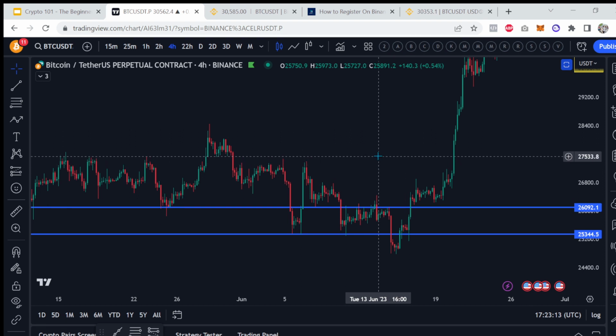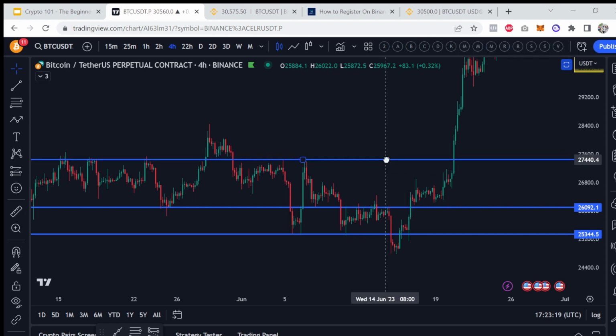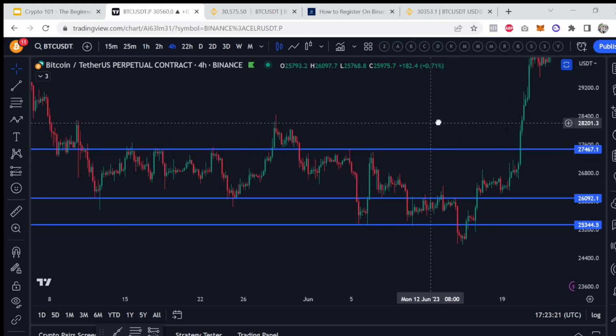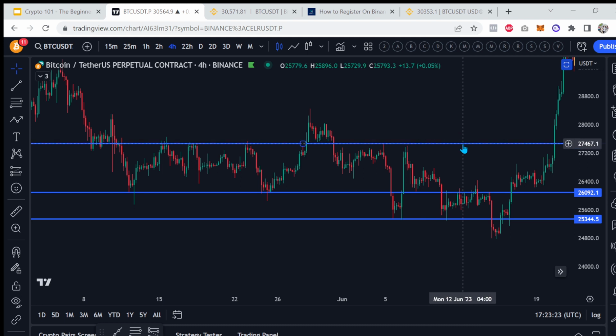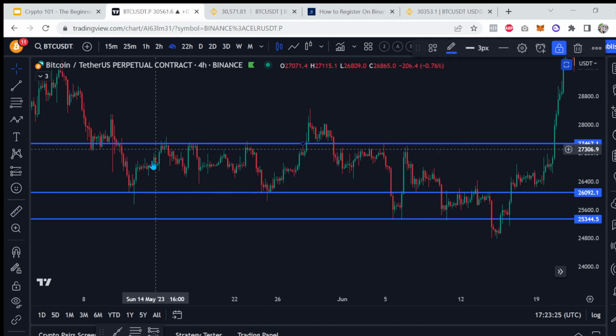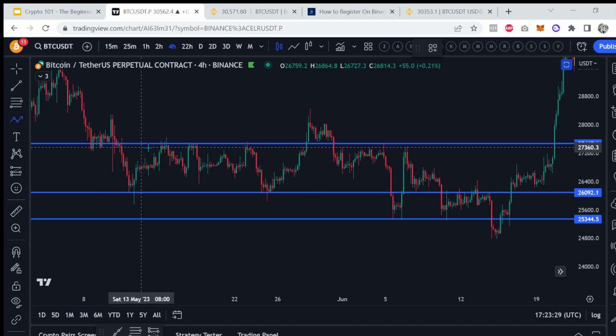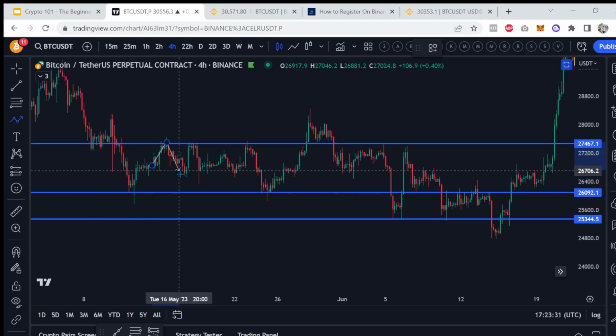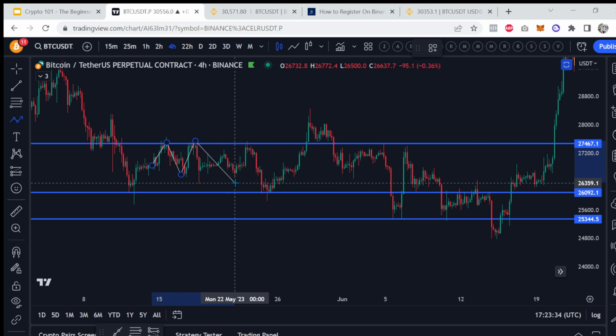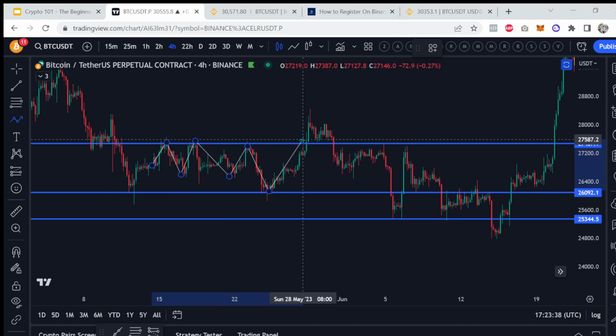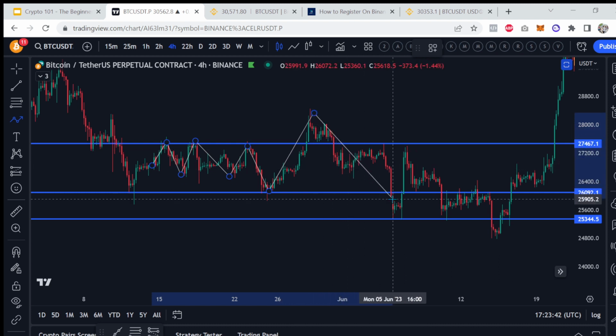When it comes to resistance, it means the area where the price was rejected multiple times. Look at this level, let's map it out. The price was rejected multiple times. When price got here, it got rejected. When price got here, it got rejected. When price got here, it got rejected. It got here, it tried to break through this resistance, but once more it got rejected again.